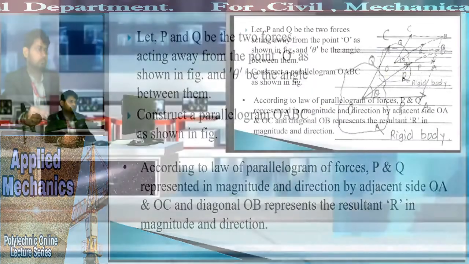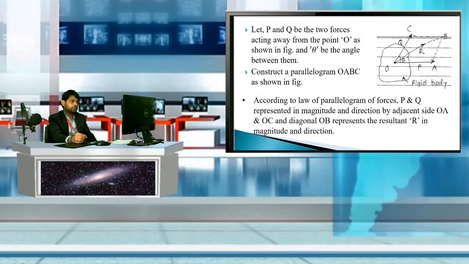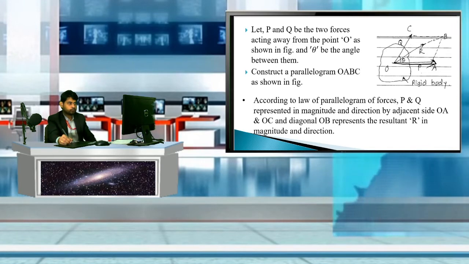Now see here. Let P and Q be the two forces acting away from the point O. In this diagram you can see this P force and this Q force are acting away from this point O. After that, in the figure shown, theta is the angle between them, the angle between these two forces P and Q. Then we construct a parallelogram OABC, with points O, A, and so on. This is the parallelogram OABC.